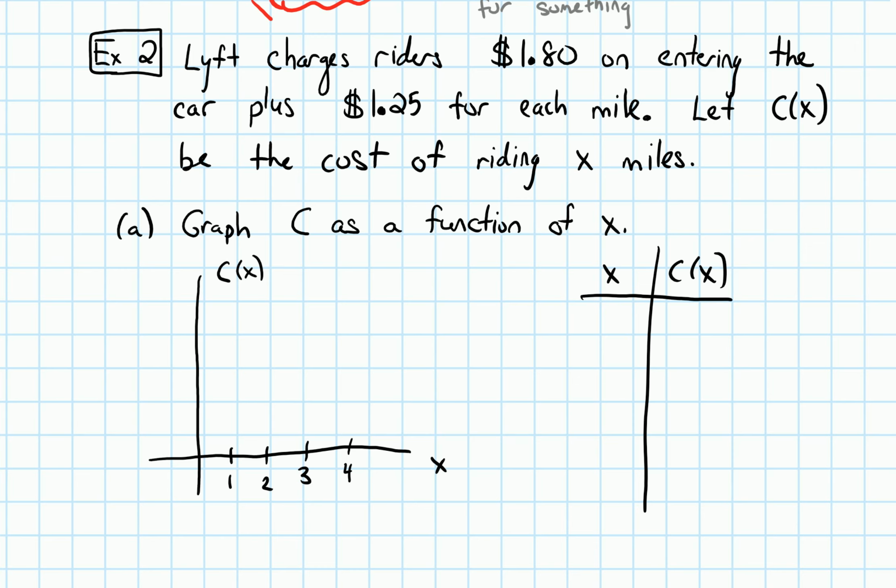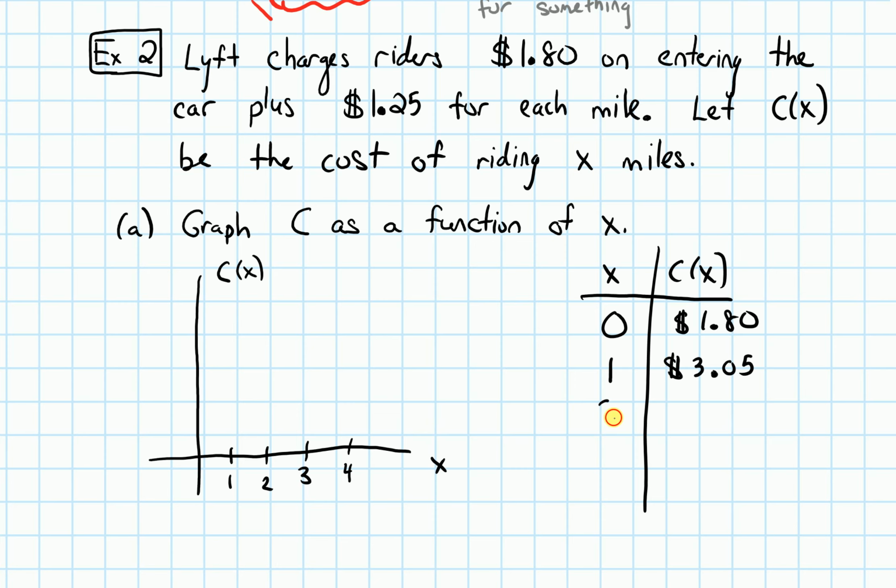Let's just start with 0. Let's say for some reason we decided to take a Lyft. We got in the car, but we didn't travel anywhere. We just got right out. In that case, Lyft still charges us $1.80 for getting in the car. That's a flat fee that we always have to pay, no matter how far we travel. So $1.80. Now what about if x is 1? Well, we pay that $1.80 plus $1.25 for traveling 1 full mile. If I add $1.25 to this, I get $3.05.